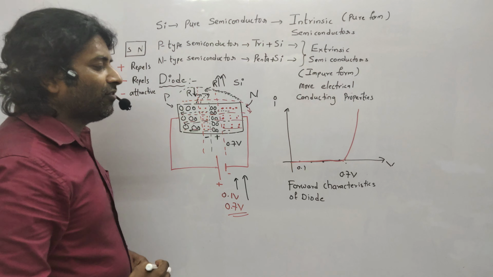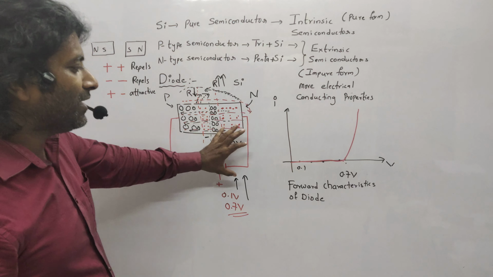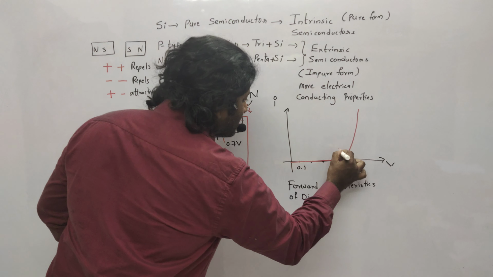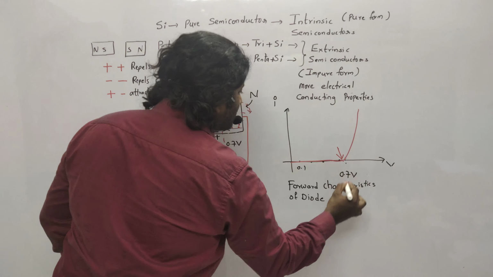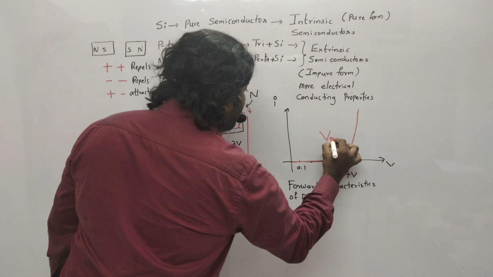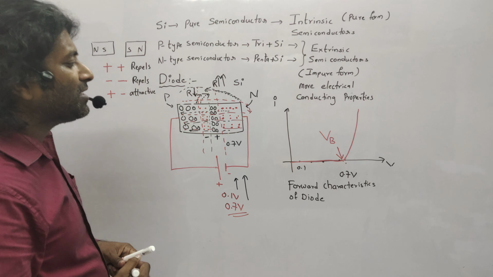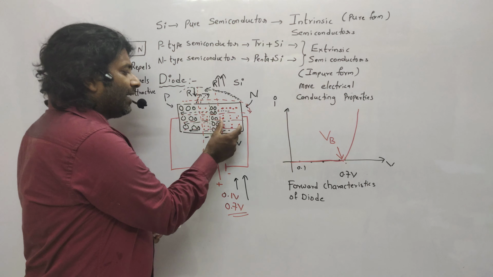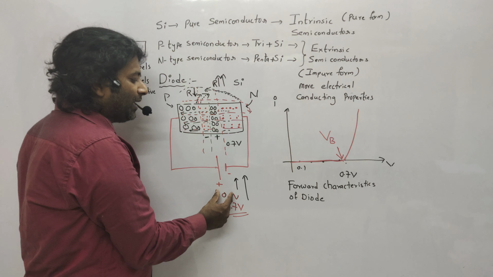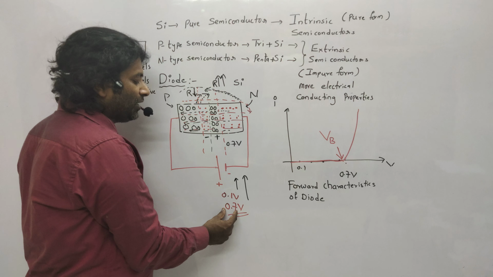Forward characteristics of the diode. I hope it is clear to everyone. So what is junction breakdown voltage? This voltage is called the junction breakdown voltage, or simply breakdown voltage. What is the meaning of junction here? I explained everything clearly. How much voltage do we need to apply? Minimum 0.7 volts needs to be applied.